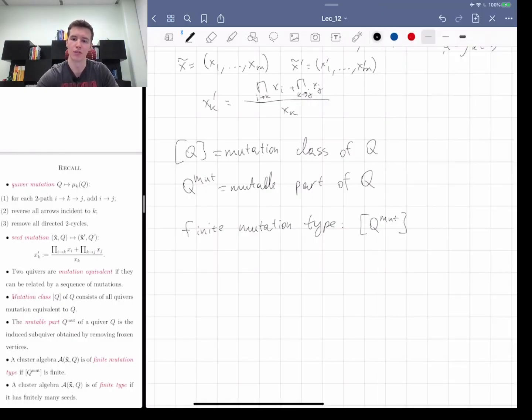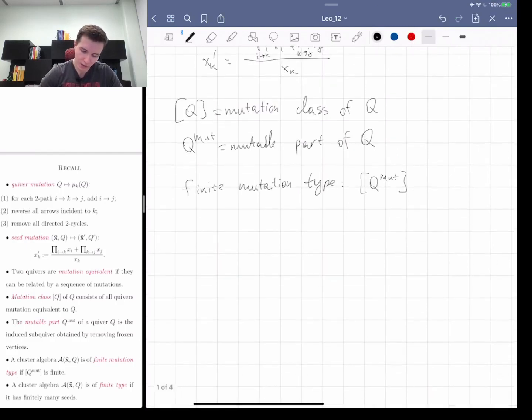And so the second notion, which is going to be much more important for the next lecture, was of cluster algebras of finite type. Here the stronger condition is that we get finitely many seeds.